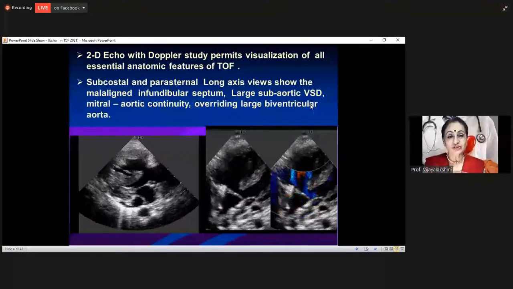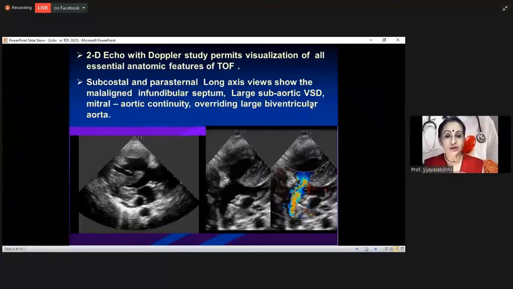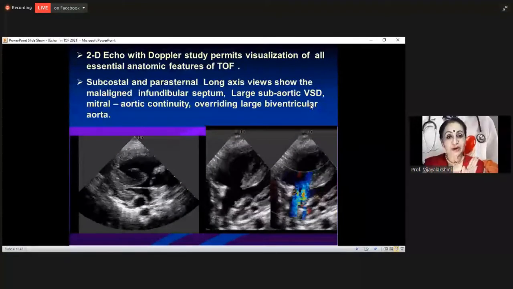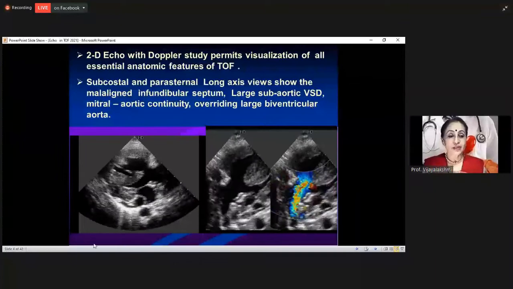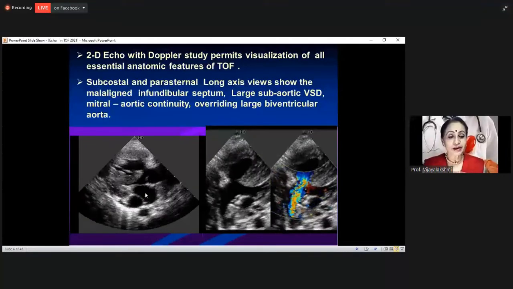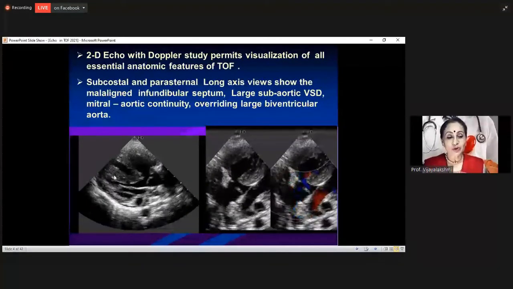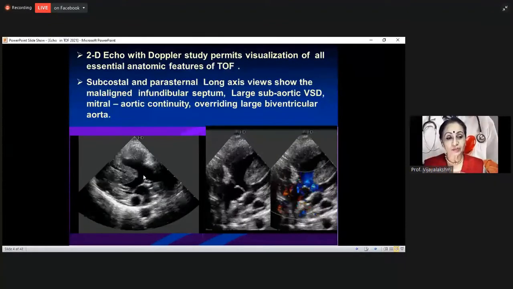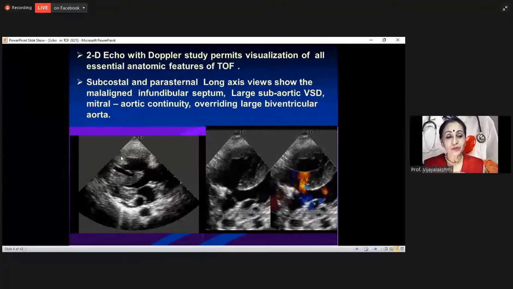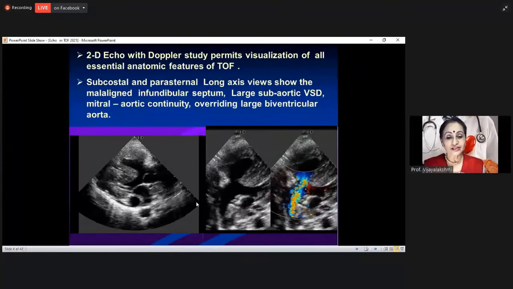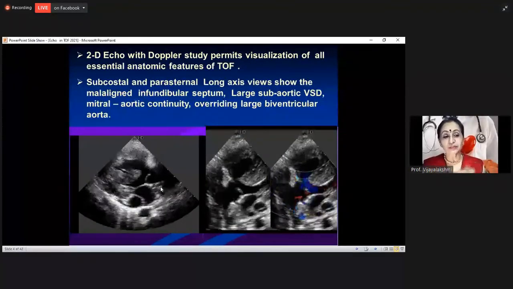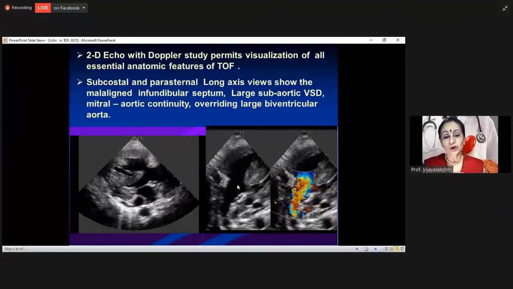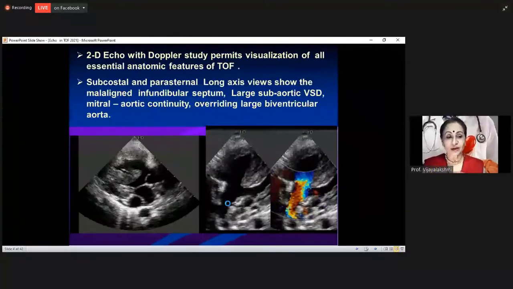Though it is called tetralogy of Fallot, it is a monology. That means the abnormal insertion of the septum leads to all these 4 things. Now here you can see that the overriding aorta is seen almost over the septum. There is a large non-restrictive VSD and the hypertrophy of the right ventricle is so nicely seen. So this can be seen in the parasternal long axis view or in the subcostal 5-chamber view. You can see the overriding very well.